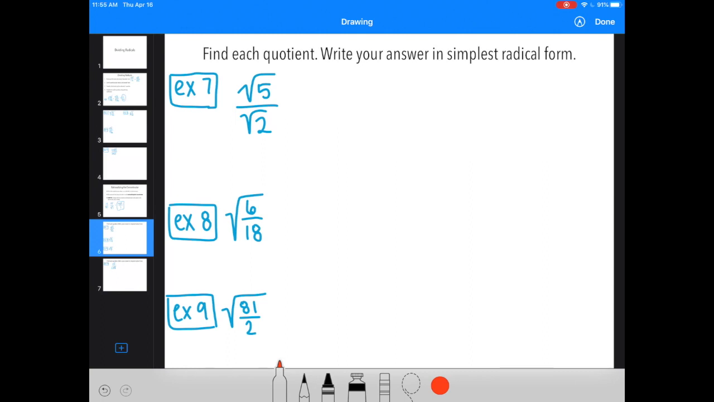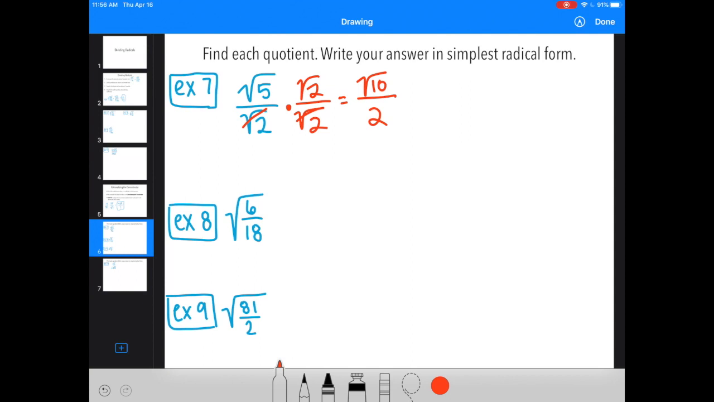Find each quotient, write your answer in the simplest radical form, meaning no radicals in my denominator. I have square root 5 divided by square root 2. In order to get rid of that square root 2 on the bottom, I'm going to multiply by my denominator, so square root 2 times square root 2. Those square roots cancel out, leaving me with just 2 on the bottom. Whenever I multiply radicals, I multiply my coefficients, and then I multiply my radicands. So I would have the square root of 10.